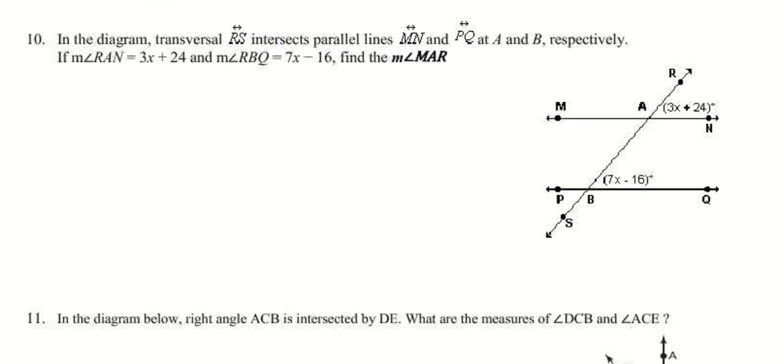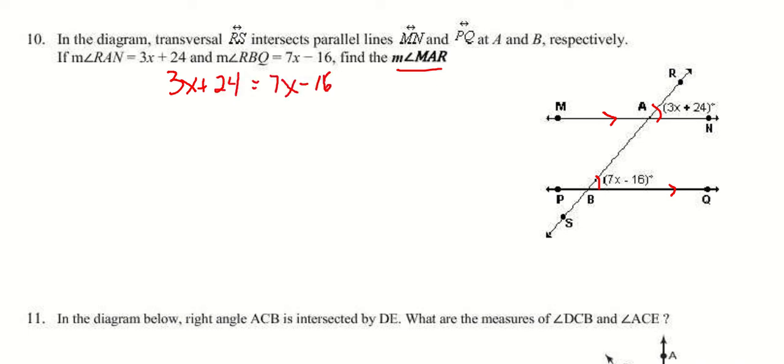Number 10, transversals cutting through the parallel lines. That's important. So to mark that off, we can put arrowheads on there to indicate that they're parallel. So angle RAN is 3x plus 24. Angle RBQ is 7x minus 16. These two angles are the same size. They're also, vocab word, corresponding, in the same position. Top right corner in both intersections, so they're equal. So we can solve for x that way. Now be careful, we have to find that angle when we're done.